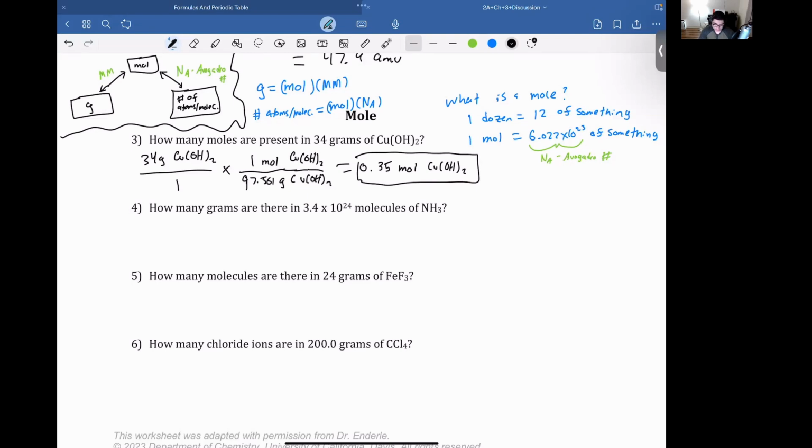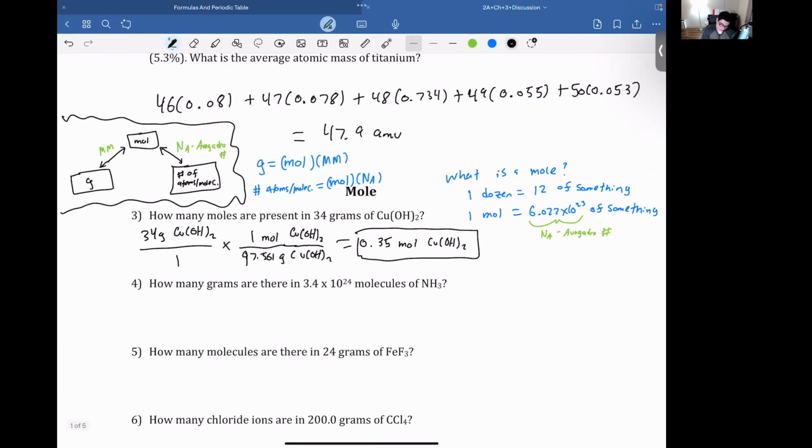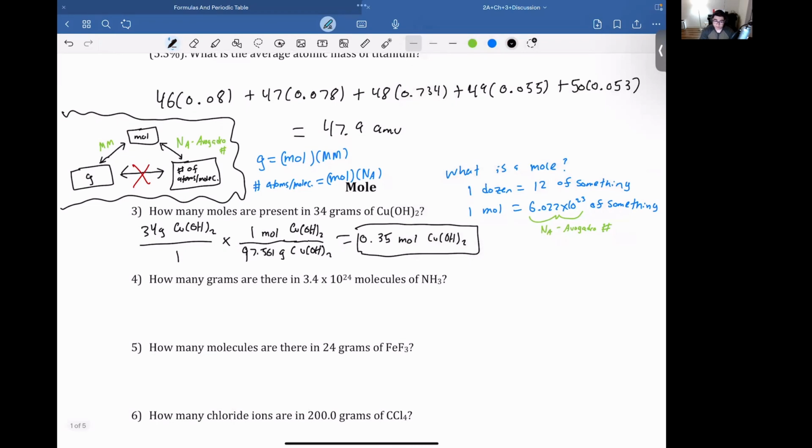The next one says how many grams are there in that many molecules of NH3. Now, something I actually want to add to this little diagram here is how do you convert between grams and number of atoms or molecules? Right, because you may be wondering, well, I put arrows between grams, moles, and number of molecules. How do you convert between those two? The answer is you can't, not directly. There is no way for you to go straight from grams to number of molecules, or from number of molecules to grams, right? So you have to convert to moles first. So again, this is where the diagram can be helpful.